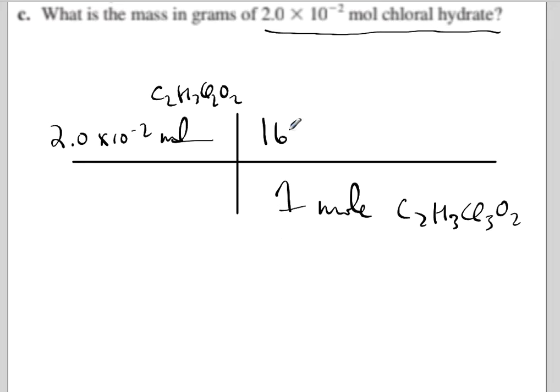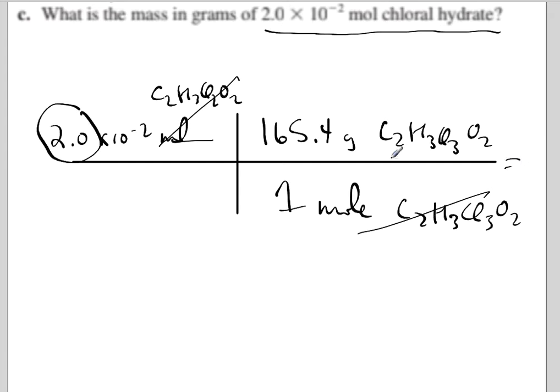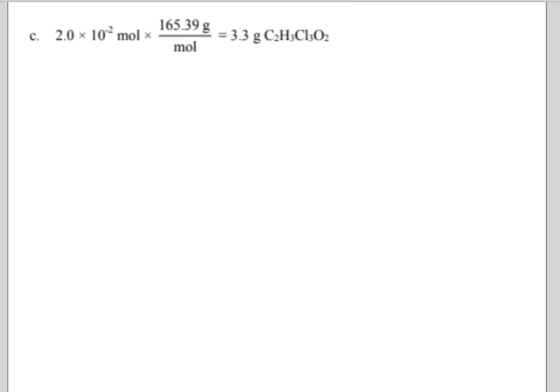We said the molar mass is about 165.4 grams of C2H3Cl3O2. I got my units. Fluffy Bunny cancels. So all I'm doing is multiplying 2.02 times 10 to the negative second. This starts with 2 sig figs. Units of my answer is going to be grams of chloral hydrate. And if we multiply it across, I get 2 significant figures. It should be right around 3.3.